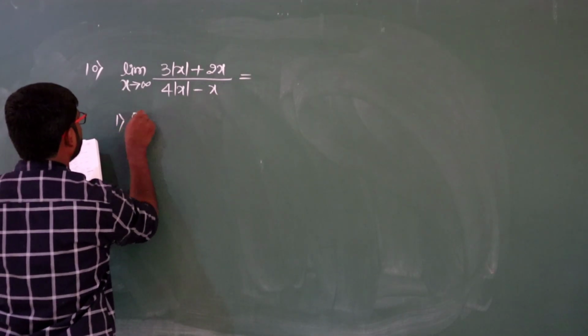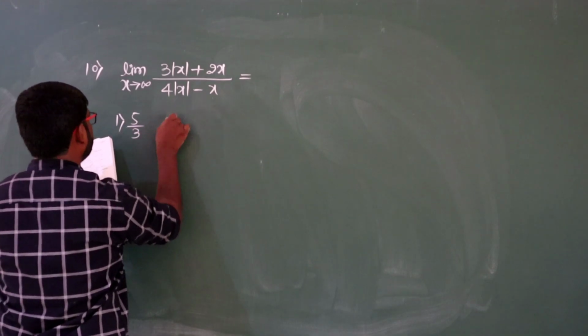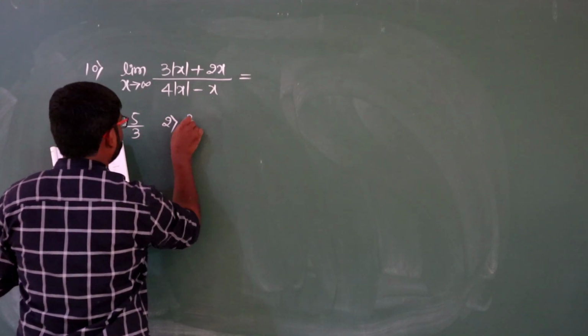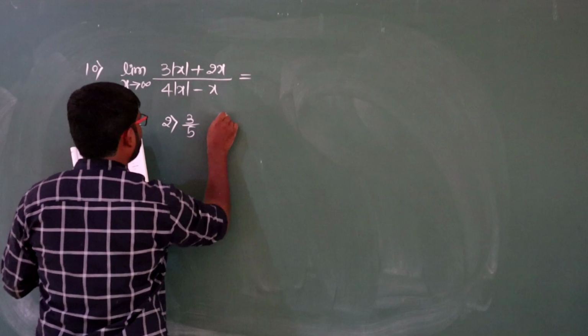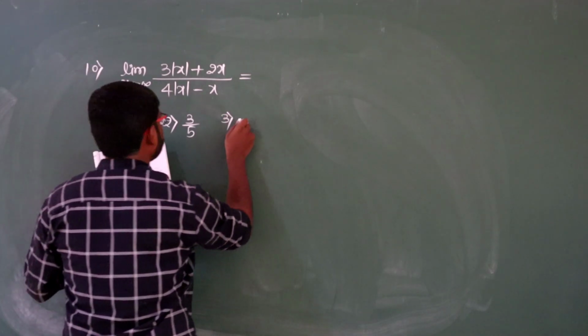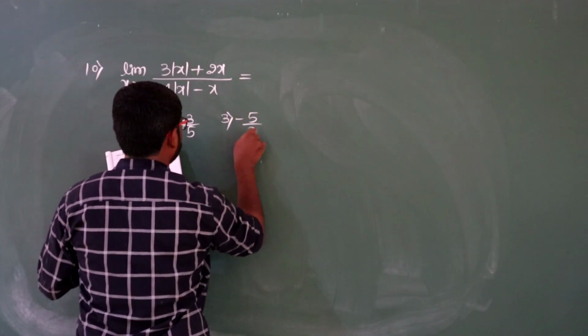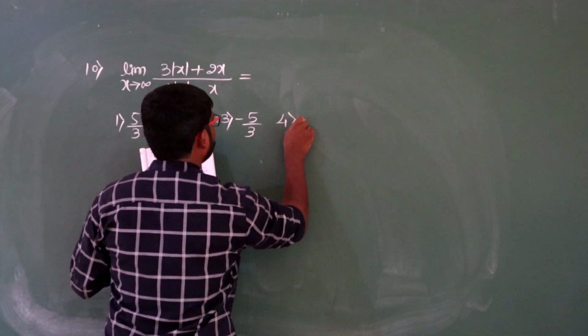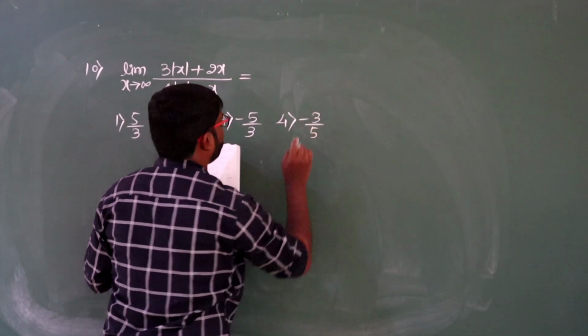Option 1, it will be 5 by 3, option 2 it will be 3 by 5, option 3 it is minus 5 by 3, then option 4 it will be minus 3 by 5.